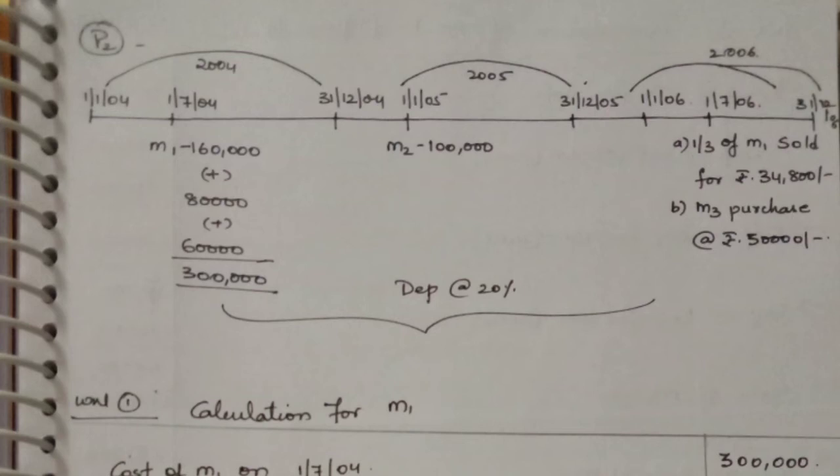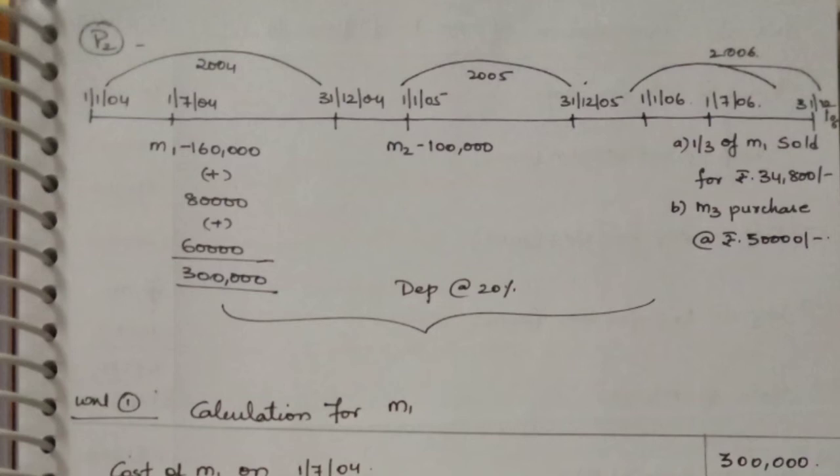And next is the due date, that is 31st December 2004, because the second machinery we have purchased in the year 2005, that is on 1st January 2005. In the year 2004 there are no other transactions, so 31st December 2004 will be the due date for machinery 1 depreciation. And next, on 1st January 2005, we have purchased machinery 2 costing rupees 1 lakh, and in the year 2005 there are no other transactions. Next, we have the due date of 31st December 2005, on which date we need to calculate the depreciation for machinery 1 and machinery 2 both.